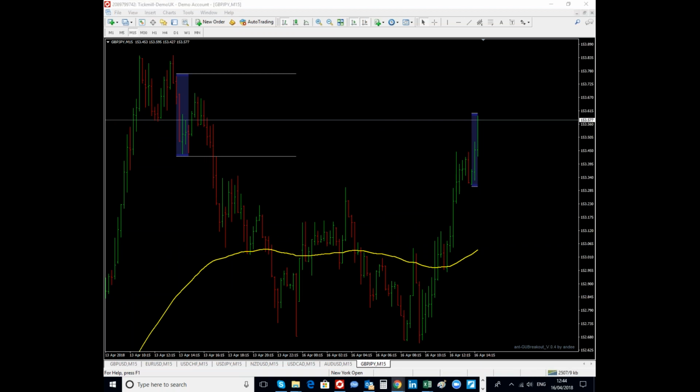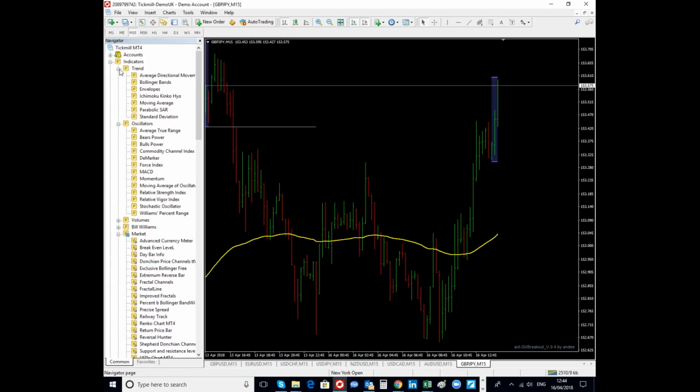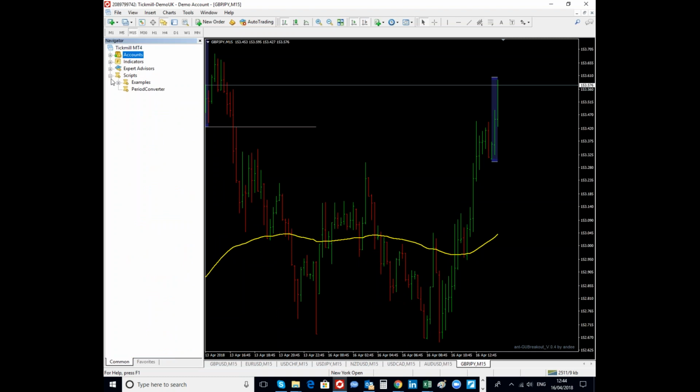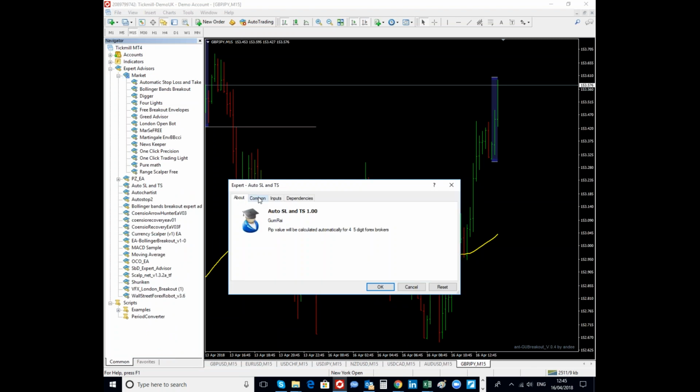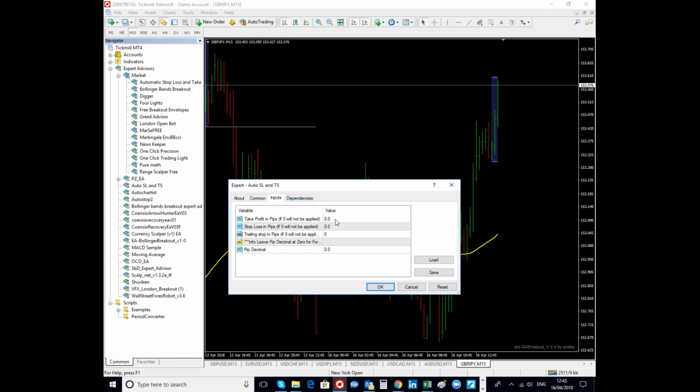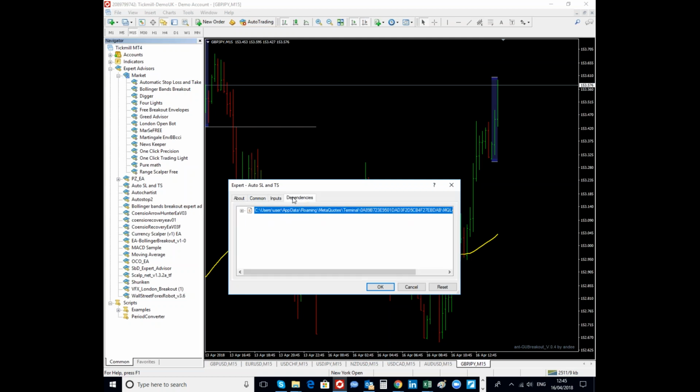So let me see, while waiting for that, let me make sure that my template is uploaded. Alright, take profit in pips: 15, and then stop loss 30. We can add a trailing stop and so forth if we want to, but I'm not going to do that.